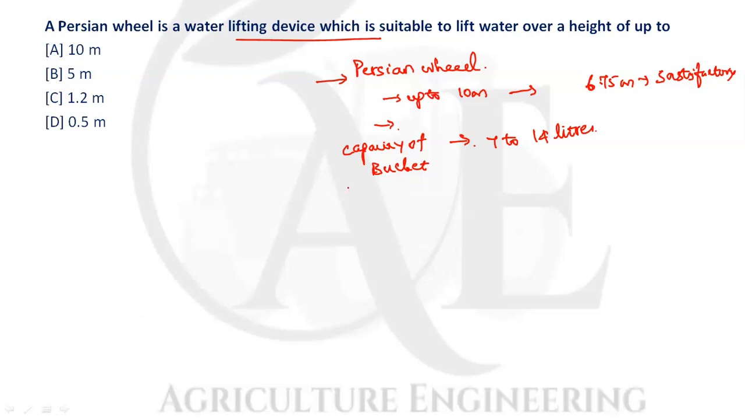In a Persian wheel we can use a camel to take the water from the ground. The average discharge is about 10,000 liters of water per hour, from a depth of 9 meter. These are the key points regarding the Persian wheel. Here option A is the correct answer, 10 meter. So up to 10 meter we can lift the water to a suitable height.